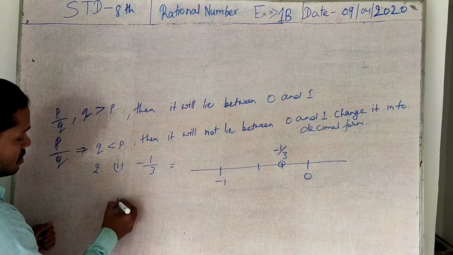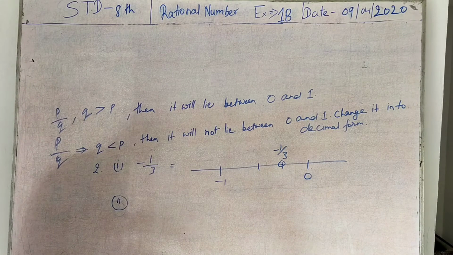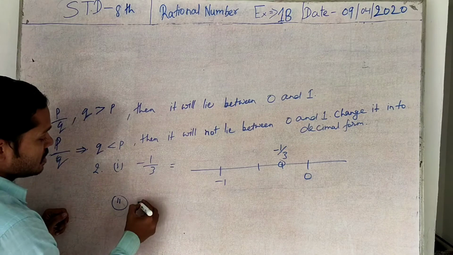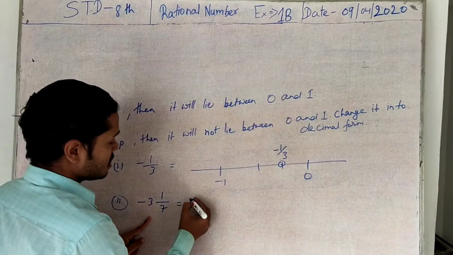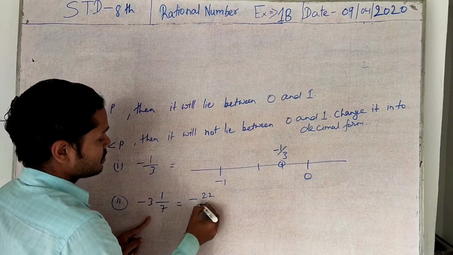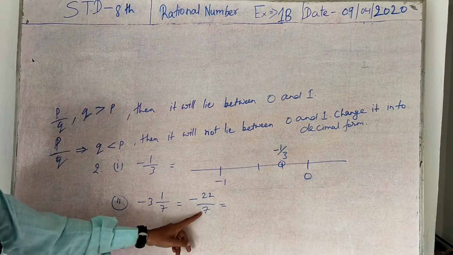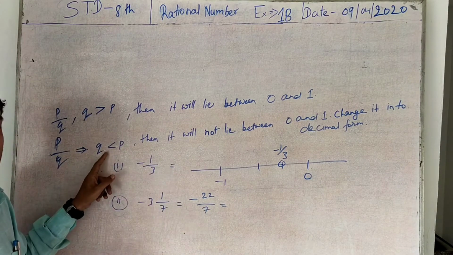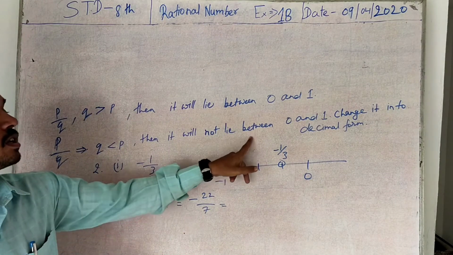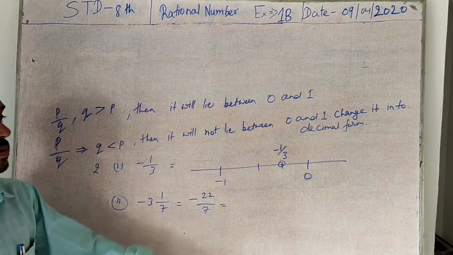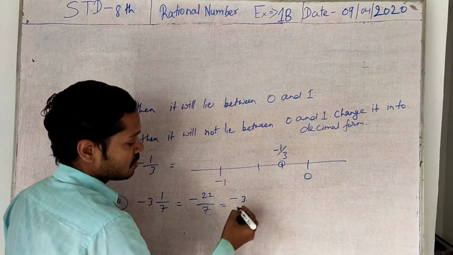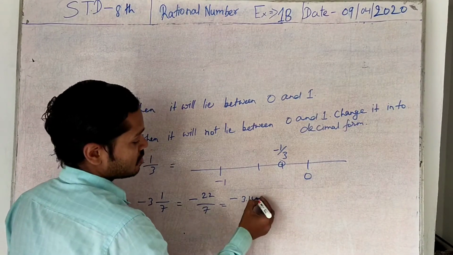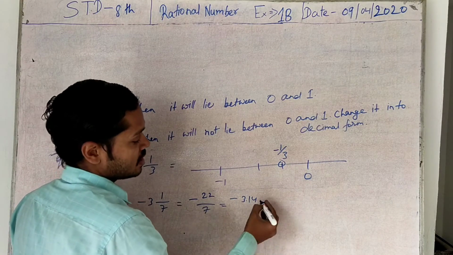Now solving another question. Minus 3 4 by 7, minus 1 3 4 by 7. The first one we have to change there. Minus 7 times 3 is 21, 22 by 7. Now look at this one. This one is less, and when less, then it does not lie between 0 and 1. After that we have to change into decimal form. 7 times 1 is 7, 7 times 3 is 21. How much? 7 times 4 is 28. Clear? According to this one we can draw.